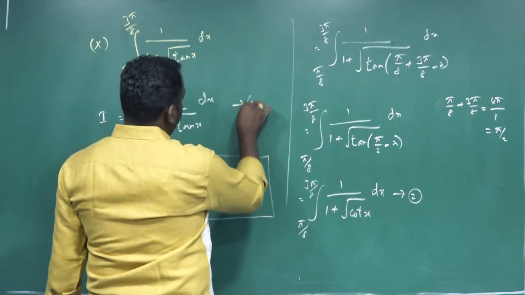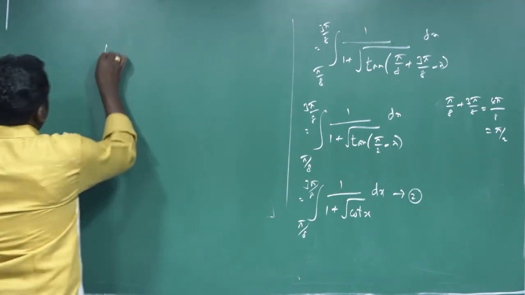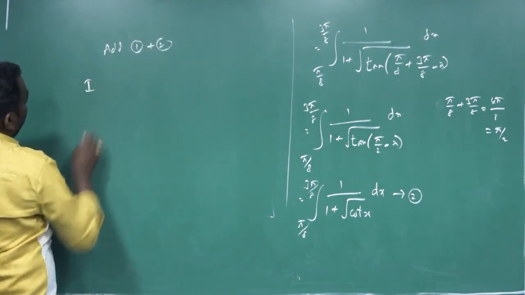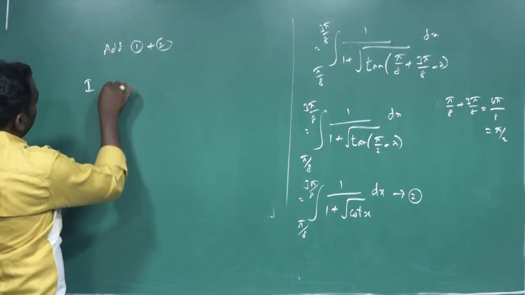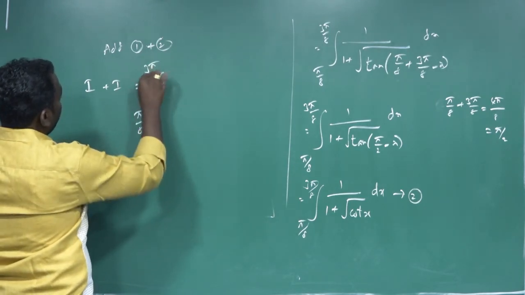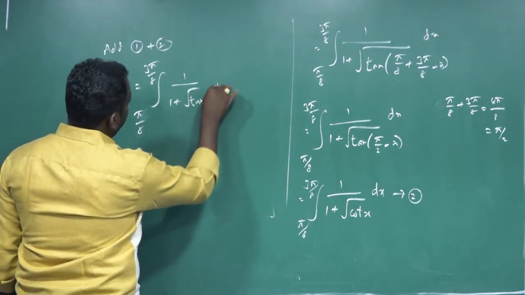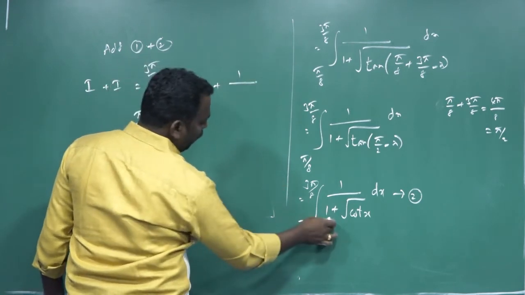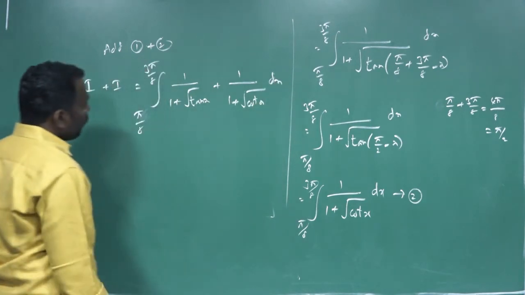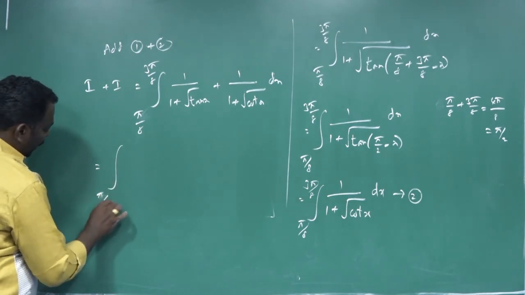The first given equation is considered equation 1, and now we add equations 1 and 2. That implies on the left hand side I plus I, that is equal to the integral from pi by 8 to 3 pi by 8 of 1 by 1 plus root tan x, plus 1 by the obtained equation, 1 plus square root of cot x, dx.